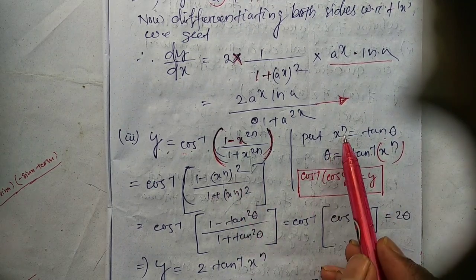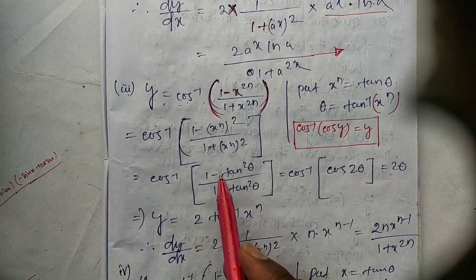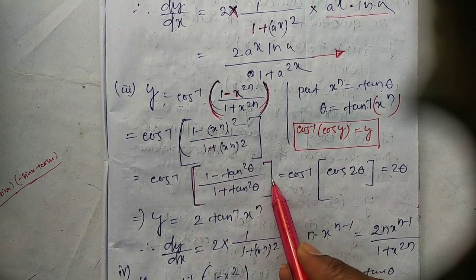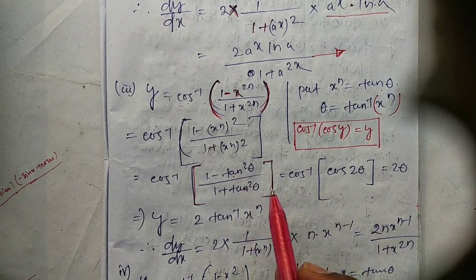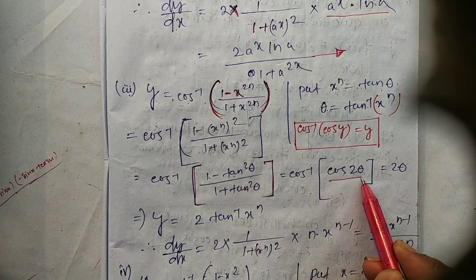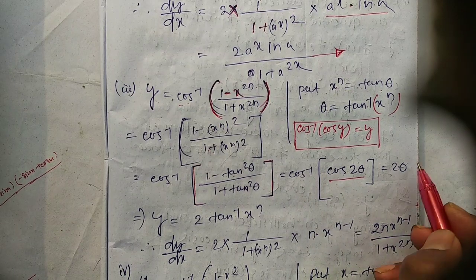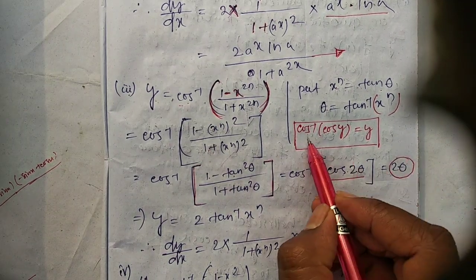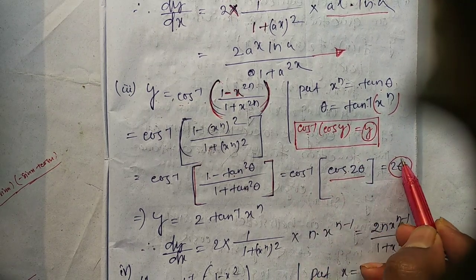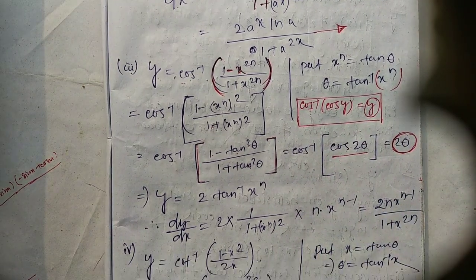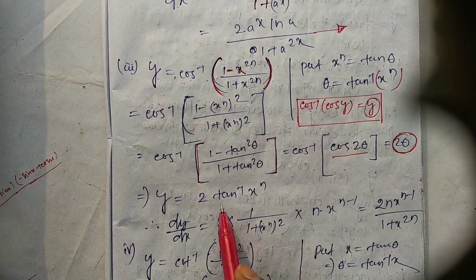Put the value of x to the power n here. What are we obtaining? Cos inverse of 1 minus tan square theta by 1 plus tan square theta, which is nothing but the formula of cos 2 theta. So cos inverse cos 2 theta will be 2 theta from this property, cos inverse cos y is y. So back substitute the value of theta. Theta will be tan inverse x to the power n, put here.